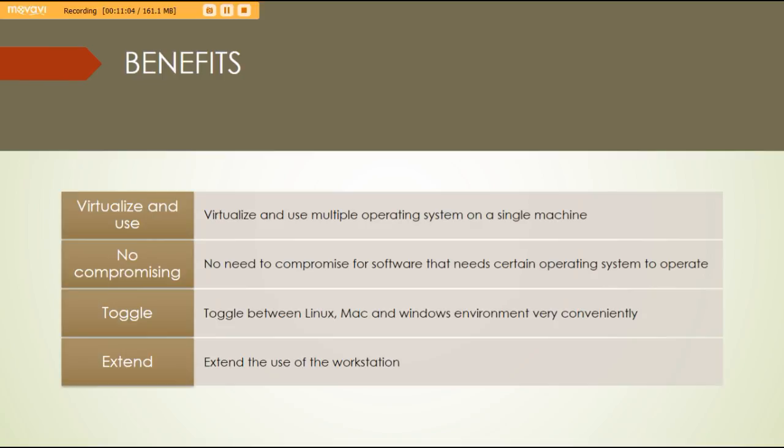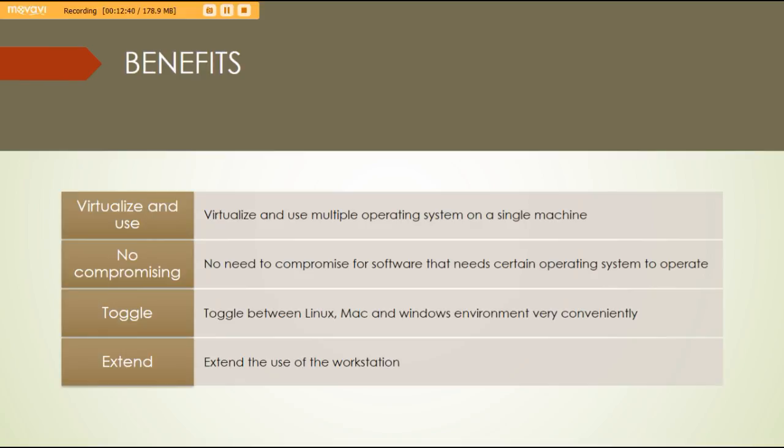Instead, you could just install VirtualBox onto your existing MacBook system and install the Windows operating system on the VirtualBox. And you could install the software you want to use on that operating system, and you can always toggle between them, and you can further extend the use of your workstation. You can be more productive because you are operating different operating systems on a single piece of hardware.